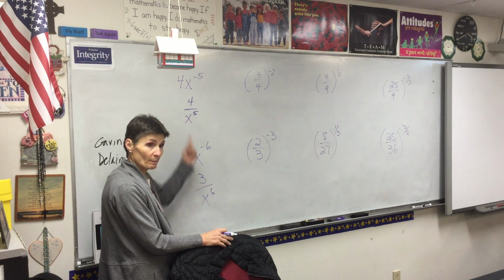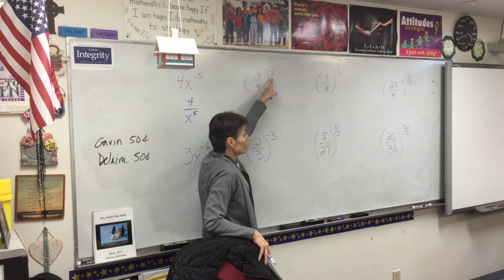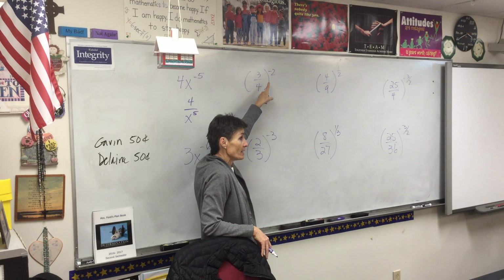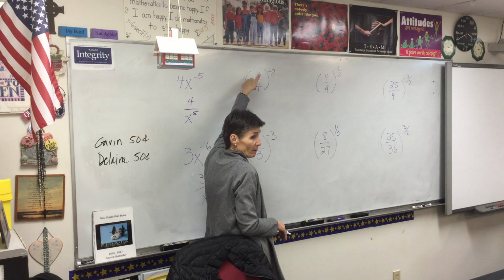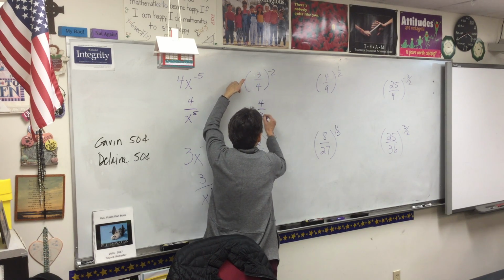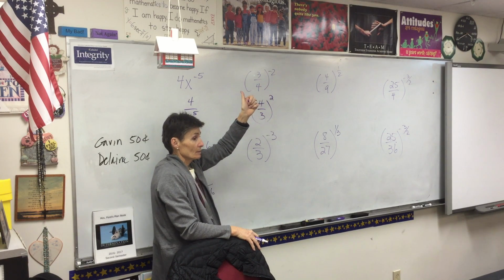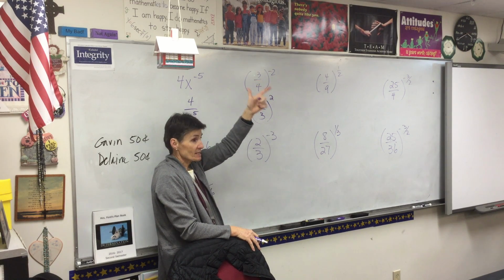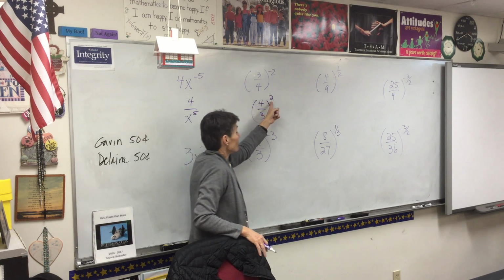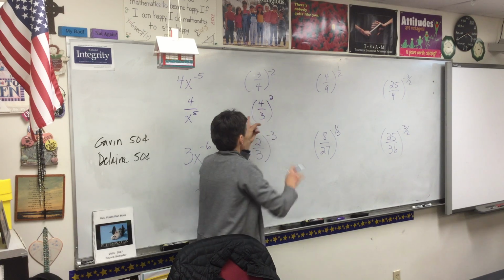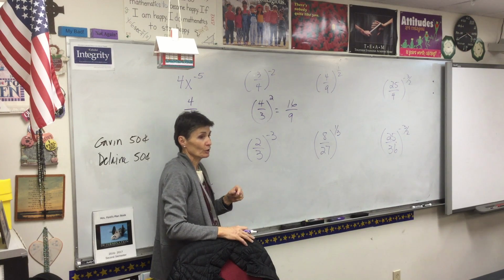Everybody okay with problem number 1? All right, number 2. Now look, there's another negative exponent, right? What's it going to do to these two numbers? Flip them. So this is going to become 4/3 to the 2nd. The exponent stays 2, but once you flip it, it becomes positive. And that means square it all. So the answer is 16/9. How many got that? Good work.